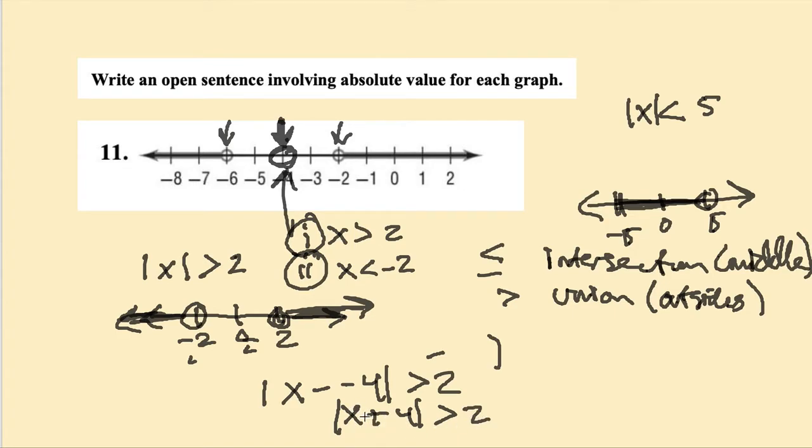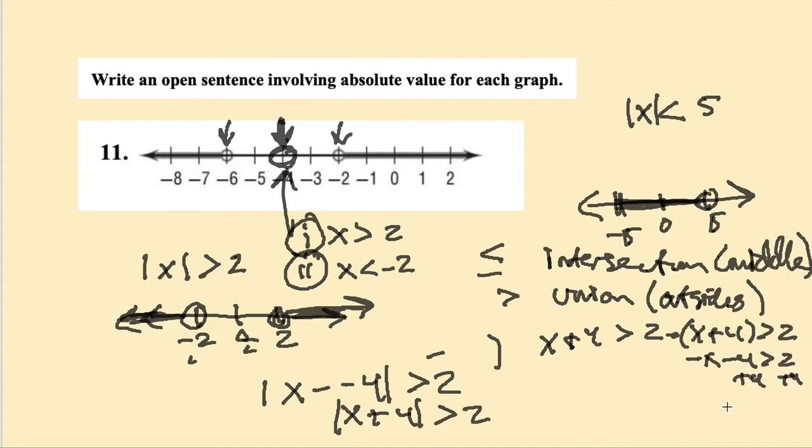So if you solve it, you're going to have two cases. You're going to have x plus 4 is greater than 2, and then you're going to have x plus 4, the converse of that, is greater than 2, which means you have negative x minus 4. I'm just going to do this side really quick. First of all, negative x is greater than 6. So you have x is less than negative 6 after you multiply both sides by negative 1. Flip your sign.